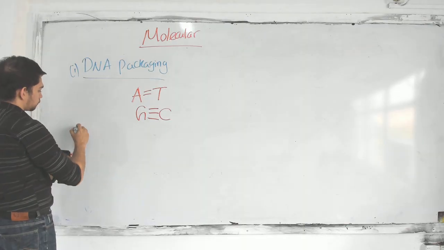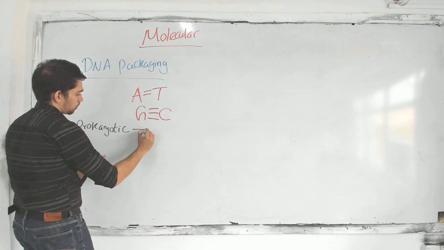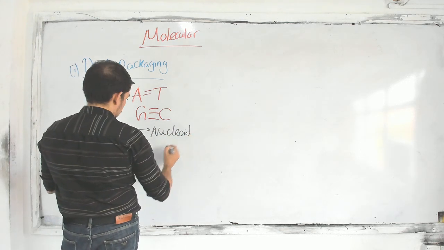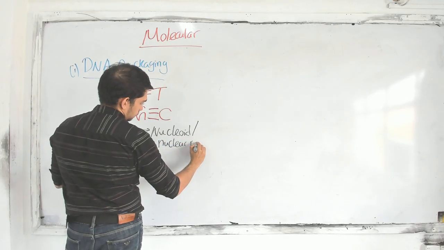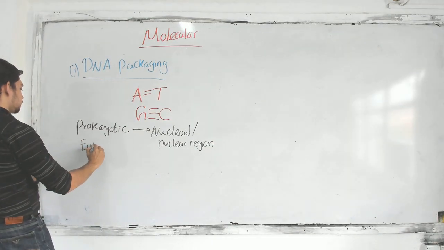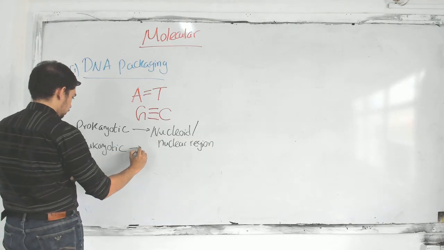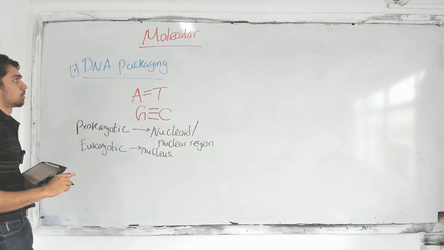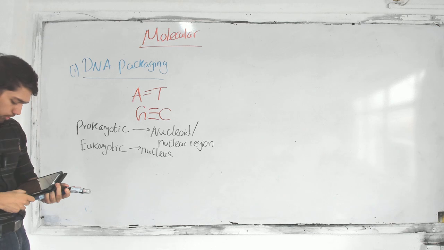So if you take a prokaryotic cell, where do you have DNA? In the nucleoid, or you can say nuclear region. You have to specify. If it's eukaryotic, where do you find it? In the nucleus.